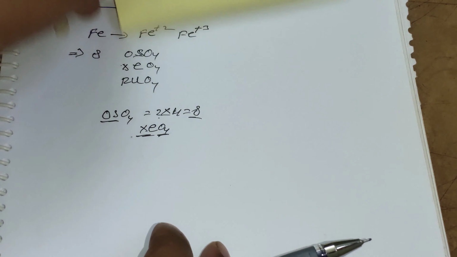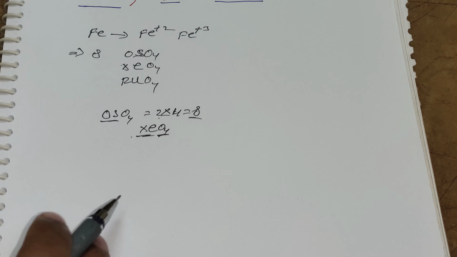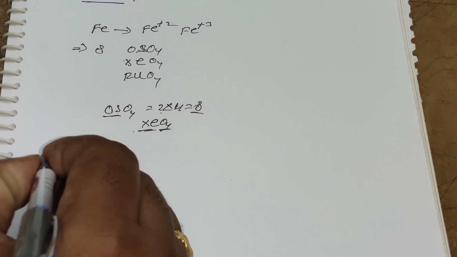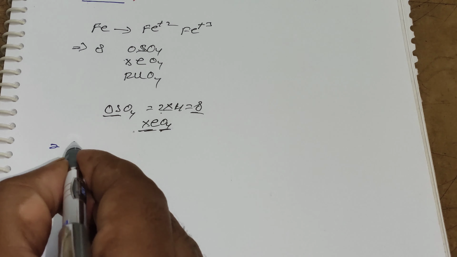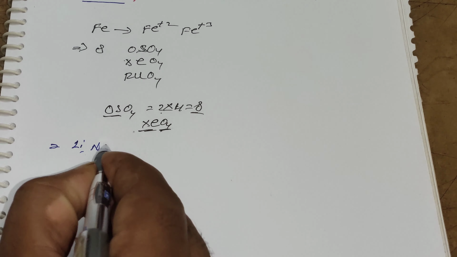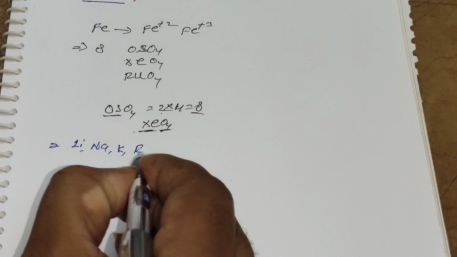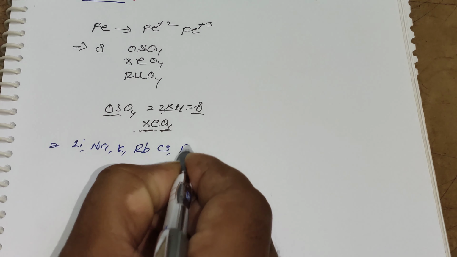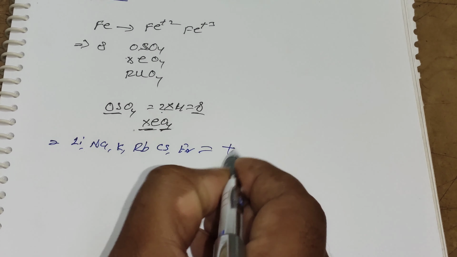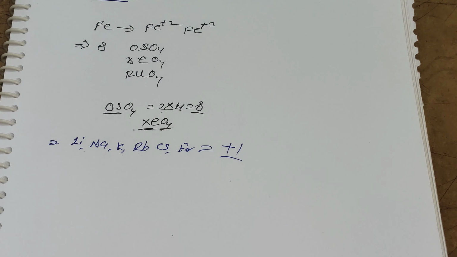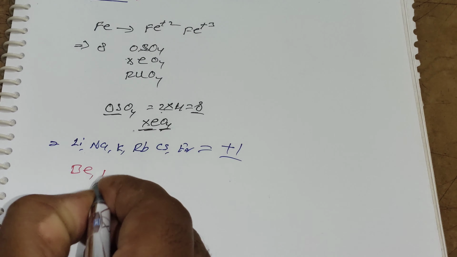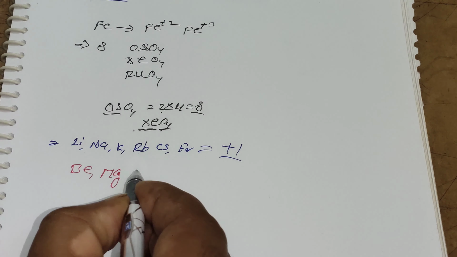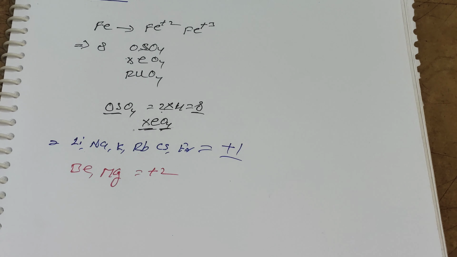And first one, most of the S block elements will show the valence equal to the group number. For example, the first group elements like lithium, sodium, potassium, rubidium, cesium, and francium will show +1 valency. Along with that, alkaline earth metals like beryllium and magnesium will show +2 valency.